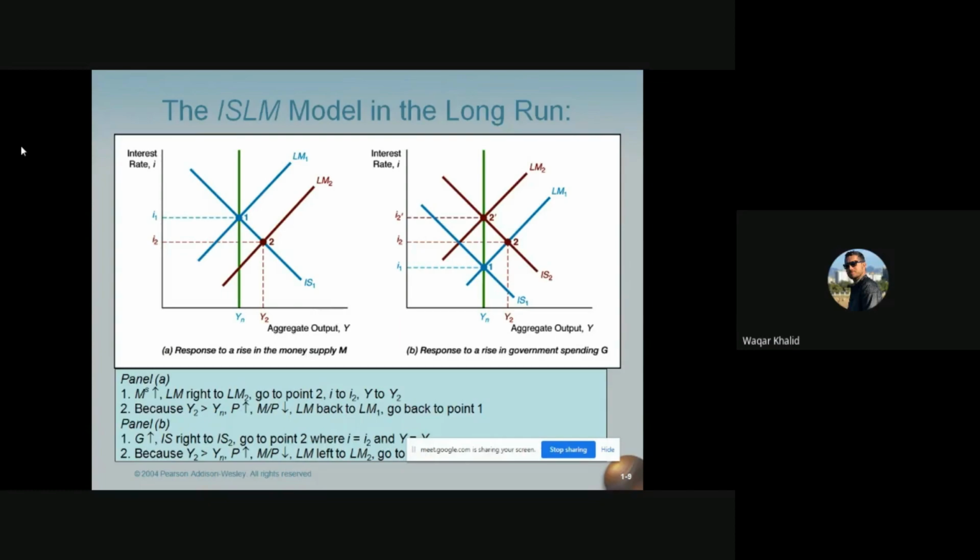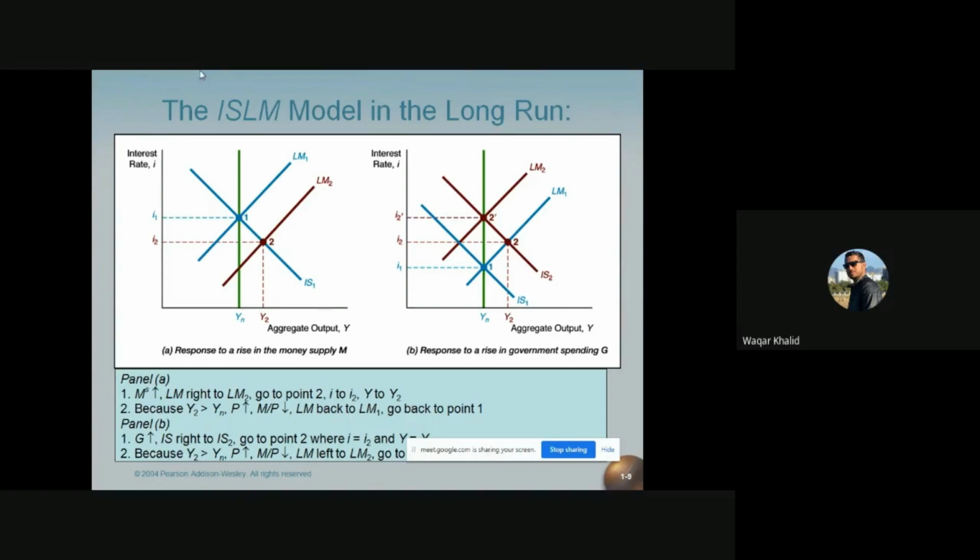So we can say that the economy has returned to the original equilibrium position at point 1. What will happen? We will move back from point 2 to point 1. Our LM2 will shift back to LM1. And now the economy is at the original position.